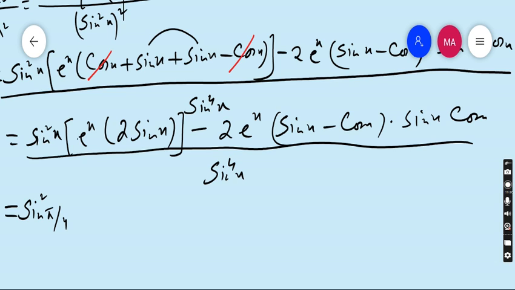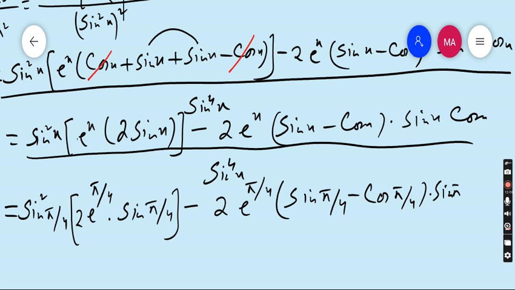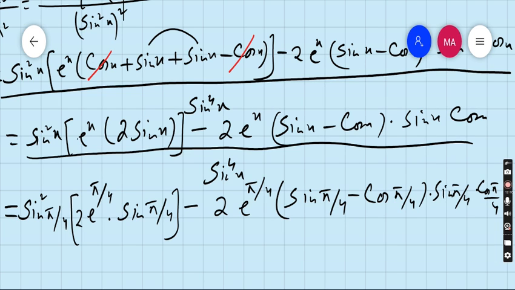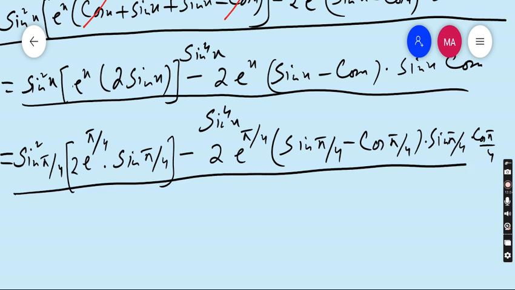So sin square pi by 4 times 2 sin pi by 4 minus 2 cos pi by 4 sin pi by 4 minus cos pi by 4 dot sin pi by 4 dot cos pi by 4, and whole upon sin pi by 4 whole power 4.